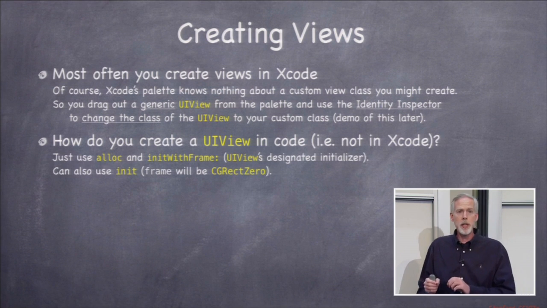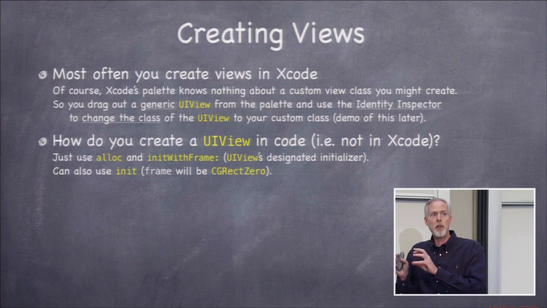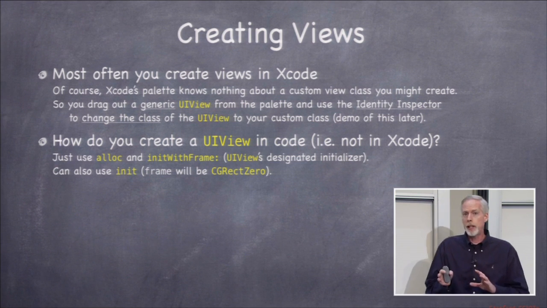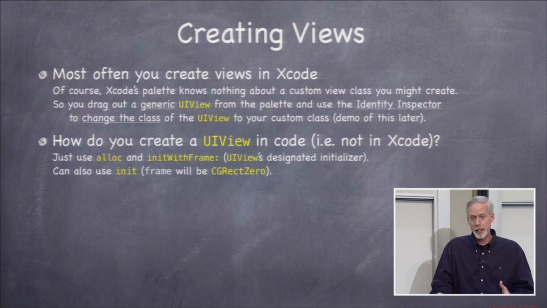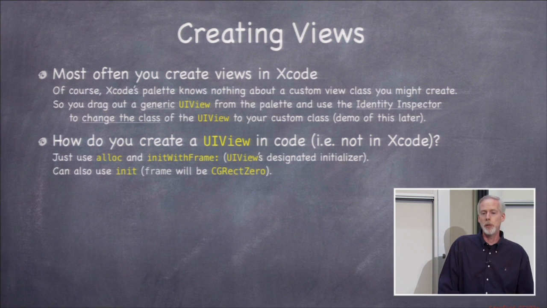Creating a view in code, in other words, not dragging it in to a storyboard, you just use alloc init with frame or just alloc init. If you do alloc init, that's the same as alloc init with frame CGRect 0, which is a rectangle with origin 0, width and height of 0. Okay? So you can do either one. If you do alloc init, presumably you better set the frame to something so that it knows where to be when it's put into its superview.